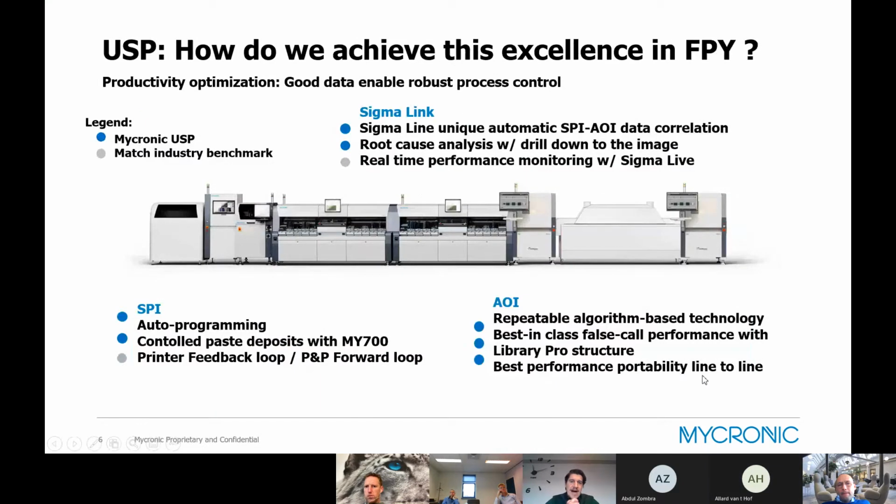The question we are asking ourselves as Mycronic, but also I think all other suppliers, is how can we achieve this perfect first pass yield? How can we help you? As Mycronic, to improve your productivity, I divided it a little bit. So the legend here is what are our unique selling points, where we say there we have a very strong product, and which are things matching the industry benchmarks, so others have them too. Both things are important to achieve a very good first pass yield.